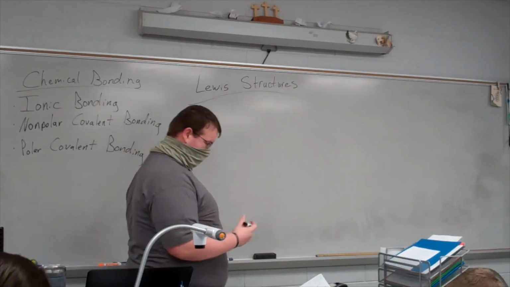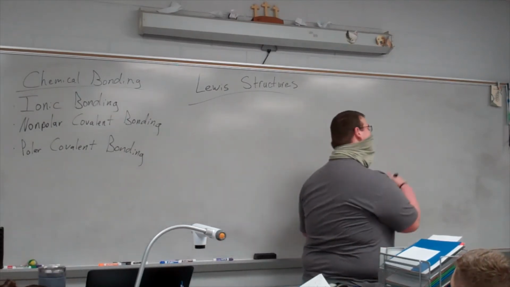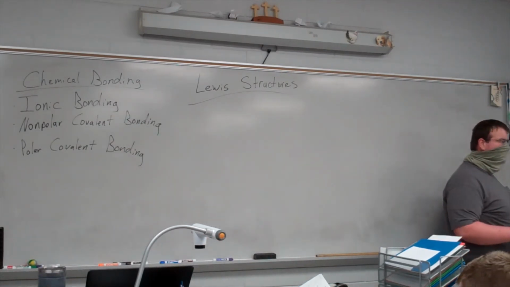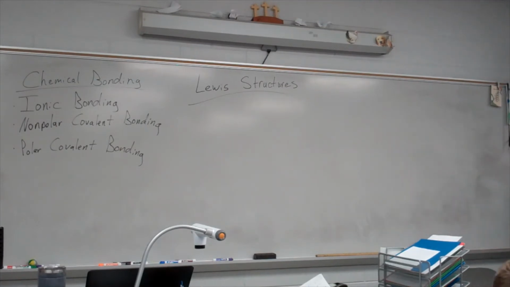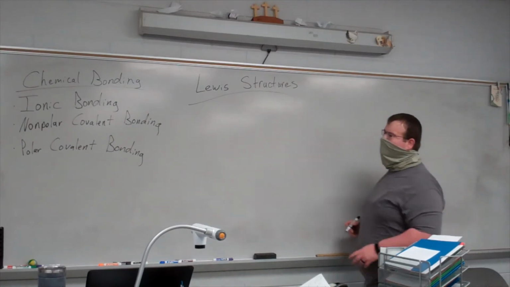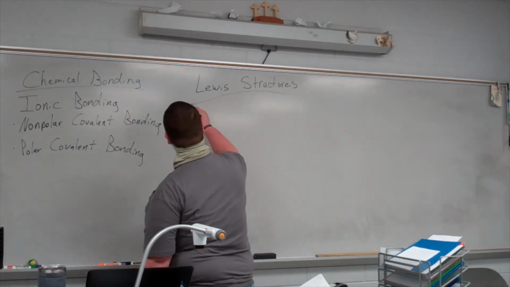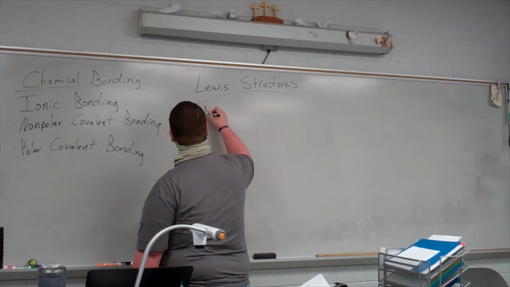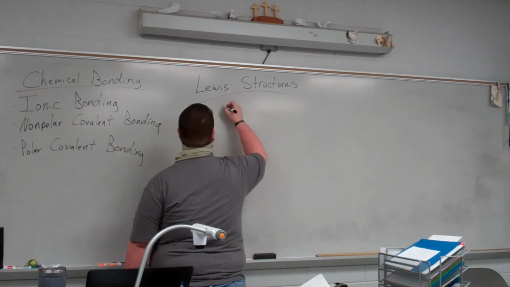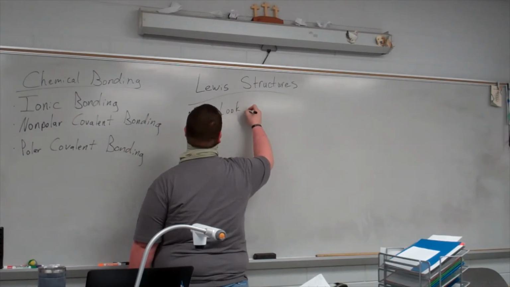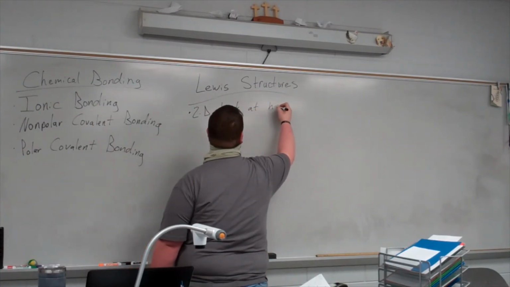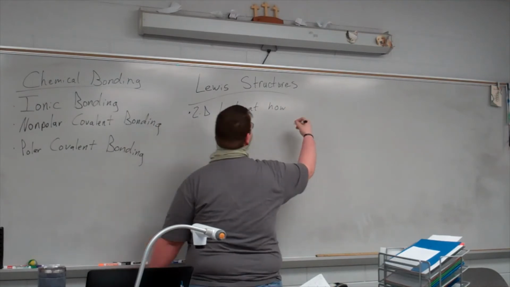Lewis structures. We care in chemistry about how things are bonded together. We care about the geometric shapes they form. We care about how they look. So Lewis structures is kind of a 2D look at how stuff looks, or let's say compounds and molecules.